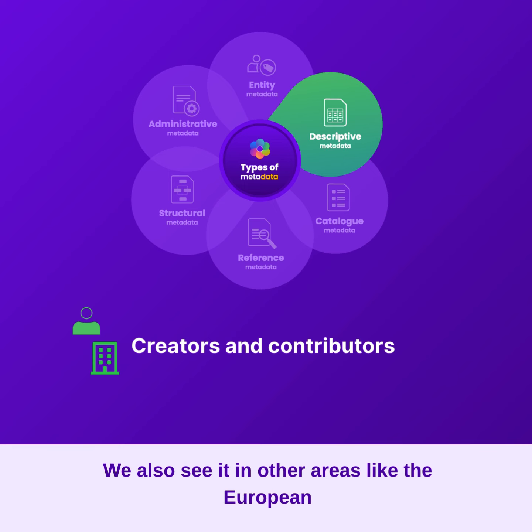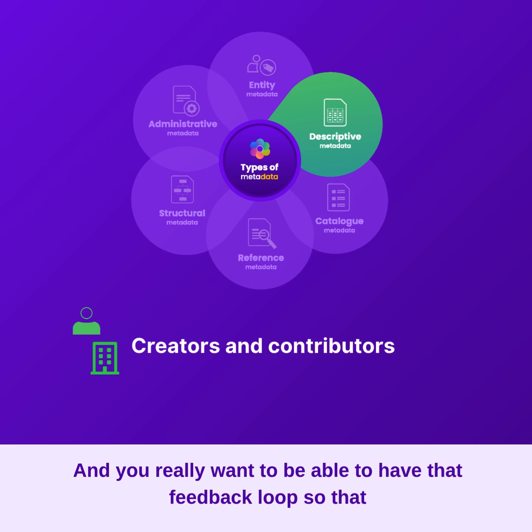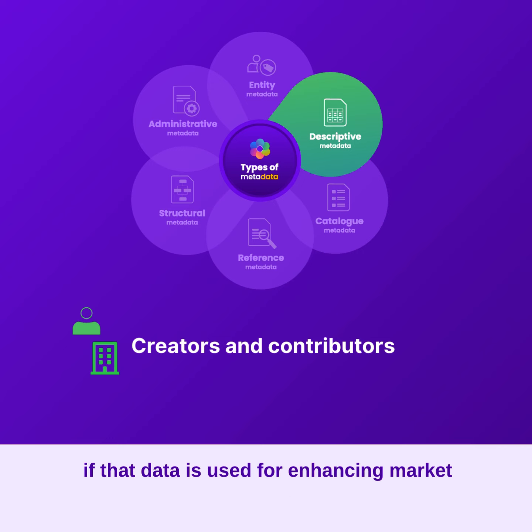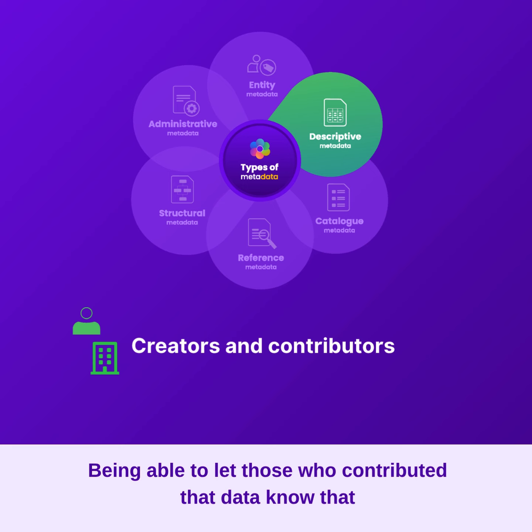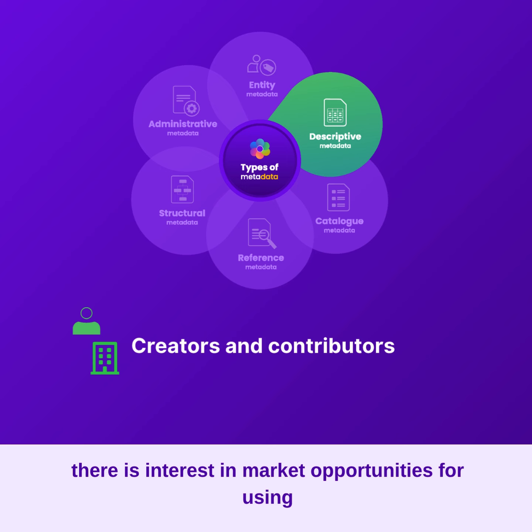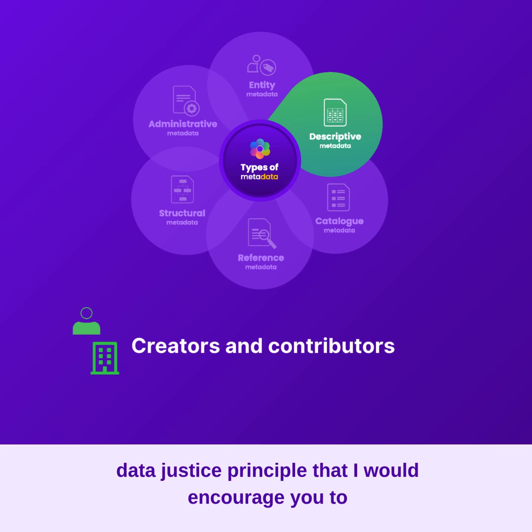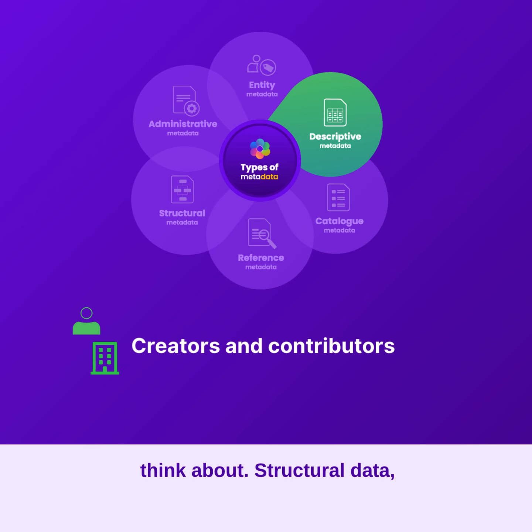We also see it in other areas like the European deforestation regulation, which requires that farms submit data, and you really want to be able to have that feedback loop so that if that data is used for enhancing market access or so on, then there's some way for you to let those who contributed that data know that there is interest in market opportunities for using that data. It's a data justice principle that I would encourage you to think about.